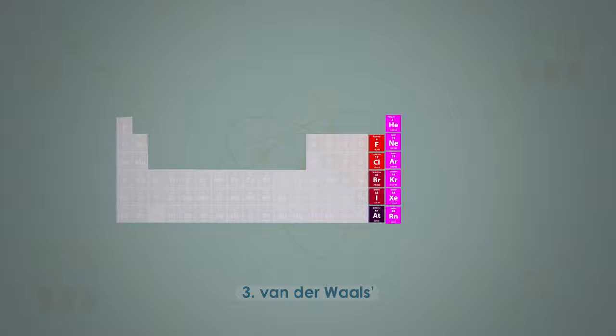As the number of electrons in the molecule increases, so do the van der Waals forces. This explains why there is an increase in boiling point as we go down the group of halogens and down the group of noble gases.